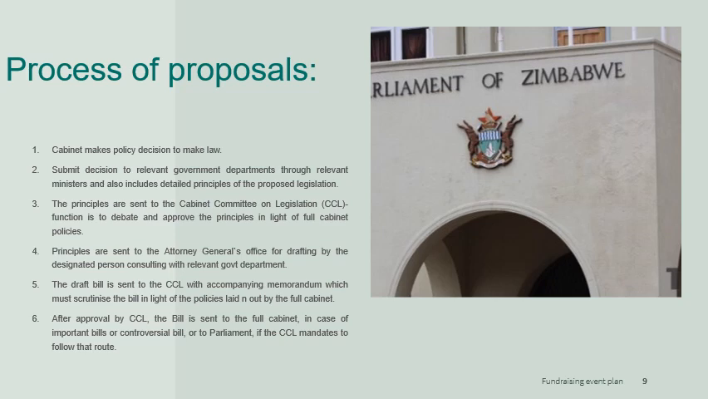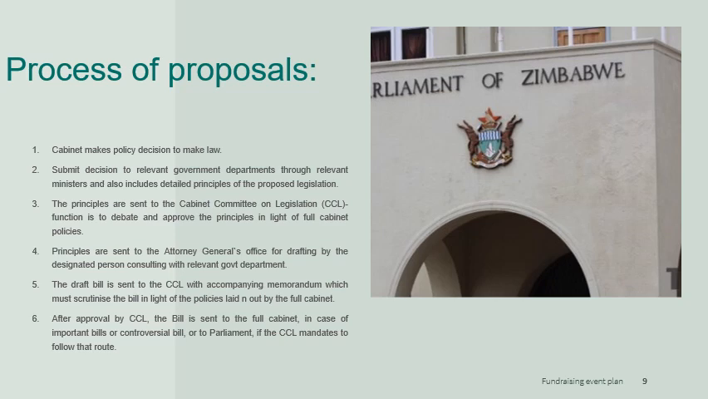When they continue on, the principles are then later sent to the Attorney General's office for drafting by the designated person, consulting with the relevant government department that deals with those proposals that they'll be laying out. So if they are proposing a change in taxes, they'll talk to the Minister of Finance. So later on, the draft bill that is made in the Attorney General's office is then sent back to the committee, the Cabinet Committee on Legislation, with any accompanying memorandum which must scrutinize the bill in light of the policies laid out by the full cabinet in the beginning.